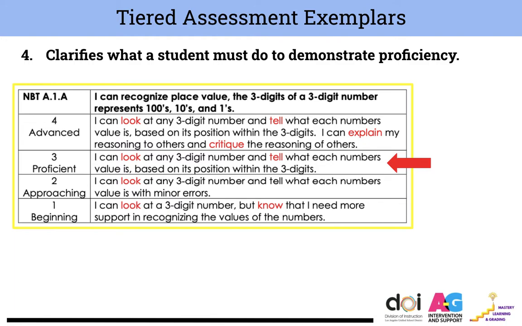In this example, the teacher is describing what the student is able to do in order to reach proficiency. Notice that the teacher is saying that the student can look at any 3-digit number and tell what each number's value is. This means that in this tiered assessment, the teacher is not looking for written evidence, but they are describing the evidence they are looking for.